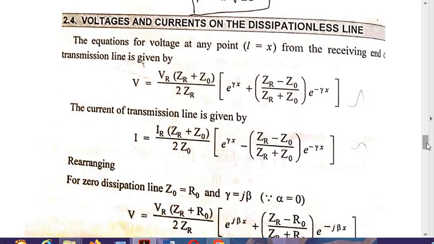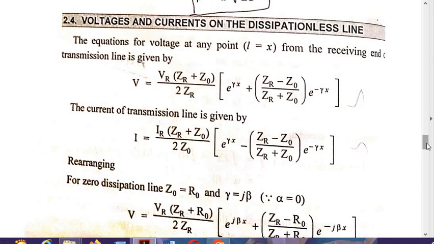We have already derived that equation: V is equal to VR into (ZR plus Z naught) by 2 ZR into e power gamma x, plus (ZR minus Z naught) by (ZR plus Z naught) into e power minus gamma x. Here VR we can call the receiving end voltage, ZR is the receiving end impedance, and Z naught we know is the characteristic impedance.